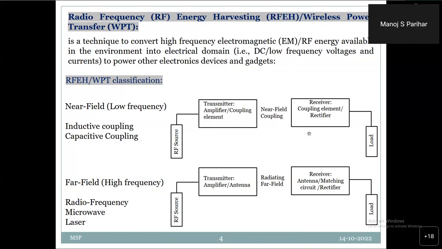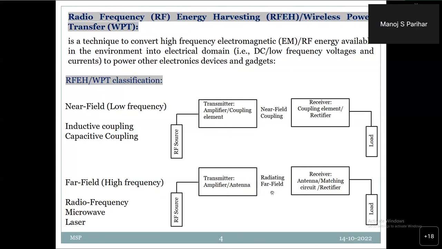So we can go for far field, or high frequency, energy harvesting. In this case, we can use radio frequency, microwave, or laser sources. Then we need the transmitter, which consists of an amplifier and an antenna. The receiver is in the far field. So distance is not a constraint in this case. We can have a large distance while using far field or high frequency energy harvesting.